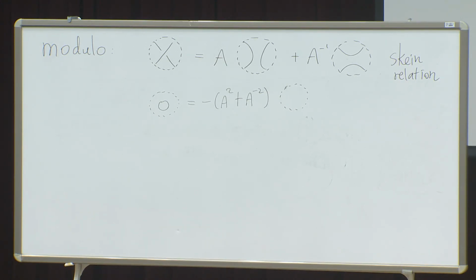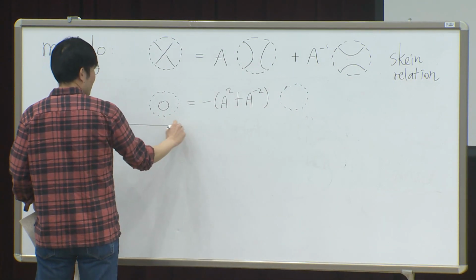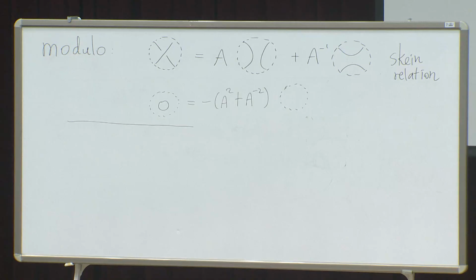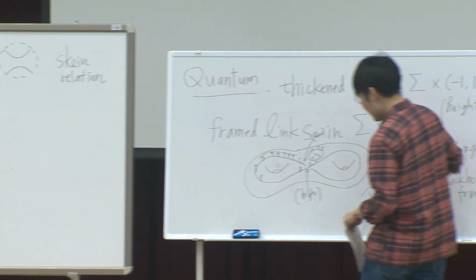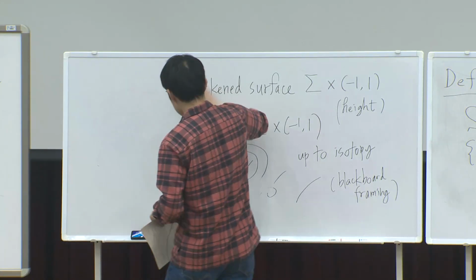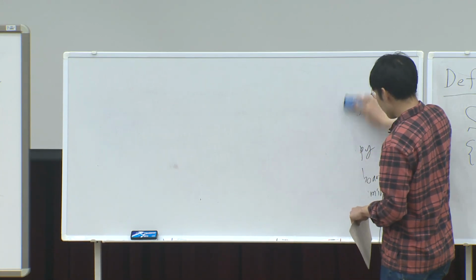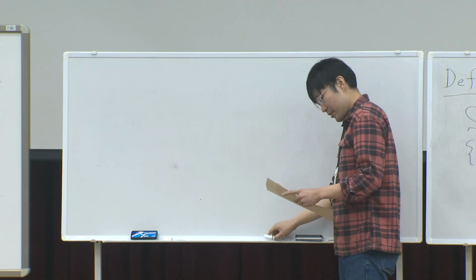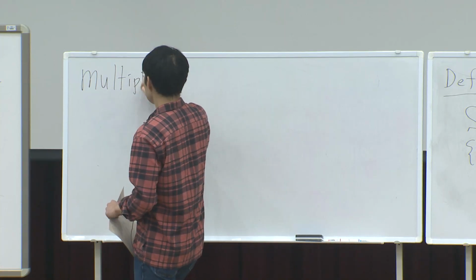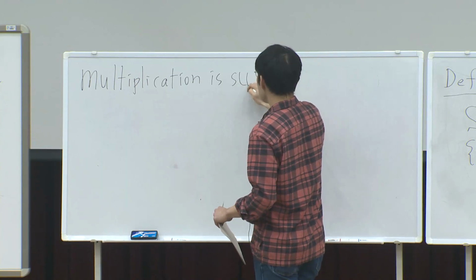And then I'm going to give you the multiplication rule. How do you multiply two such things? It is enough to tell you how to multiply two such pictures, because all elements are linear combinations of these pictures. And multiplication is given by superposition of two pictures. You stack one on top of the other. So multiplication is by superposition.